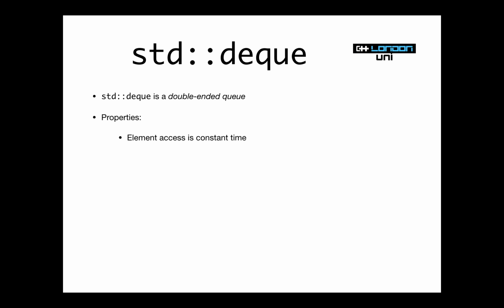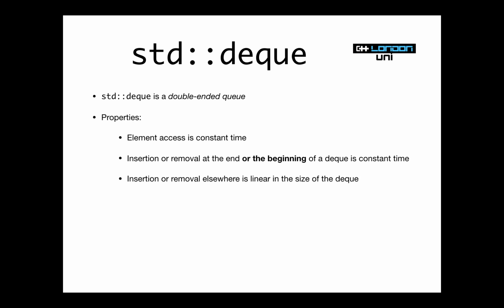It's double-ended. It's like a vector that's fast to put things on either end. So element access is constant time. Insertion or removal at the end or the beginning of a deque is constant time. So for a vector, inserting at the end was constant time, was fast. For a deque, insertion or removal at either end is fast. Insertion in the middle is still slow. We've still got to knock down a lot of houses and rebuild them. But inserting at either end is fast.